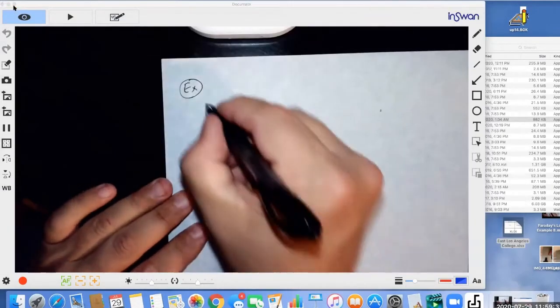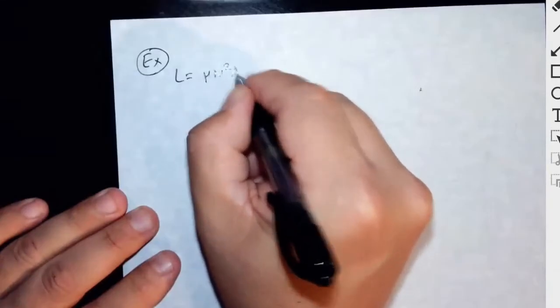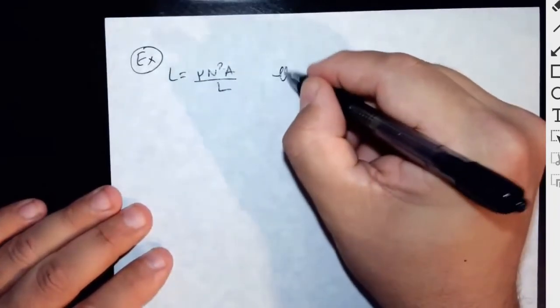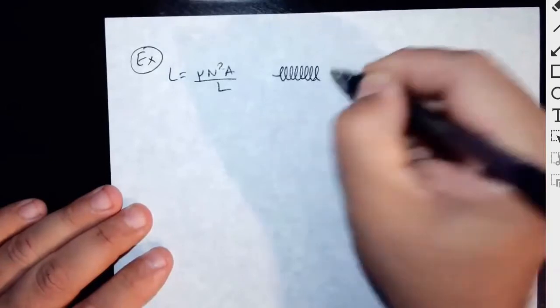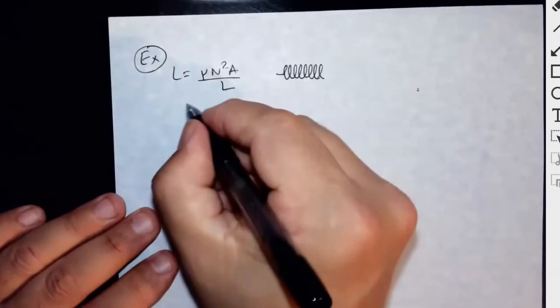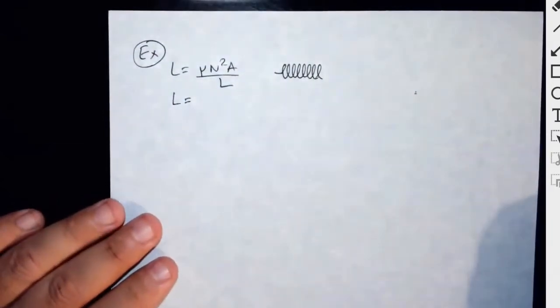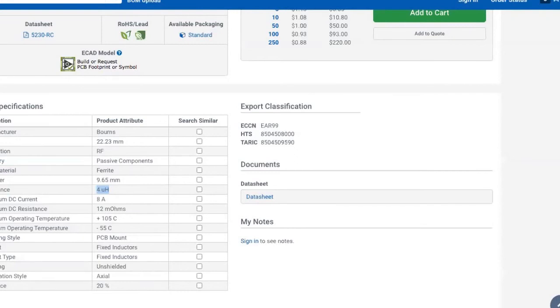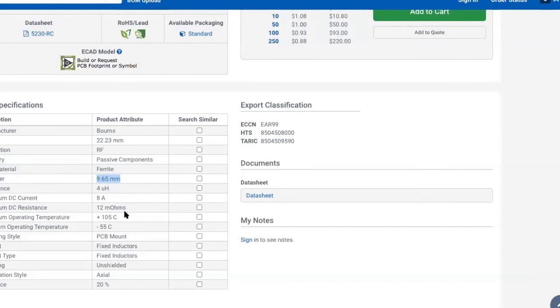So we're gonna utilize the equation that we just got, mu n squared A over L, right? Here's the solenoid. So what's the length of that? The length is 22.23 millimeters. The diameter, it says here, 9.65 millimeters. Inductance is 4 microhenries, and then the resistance is 12 milliohms.